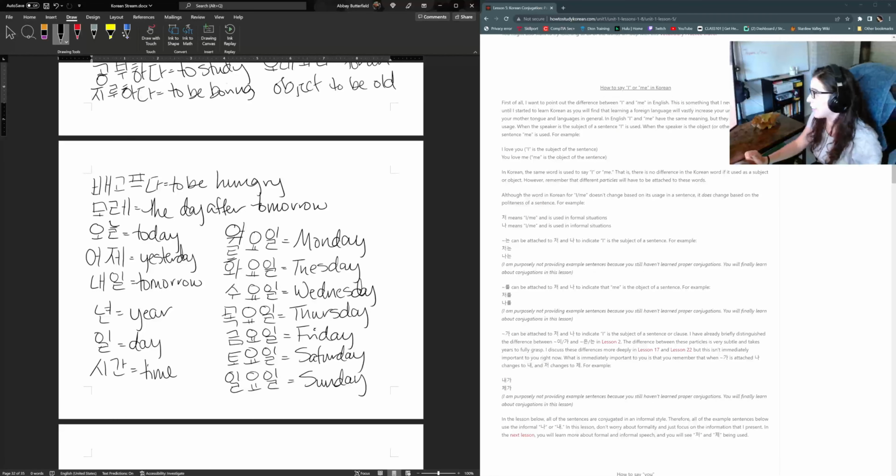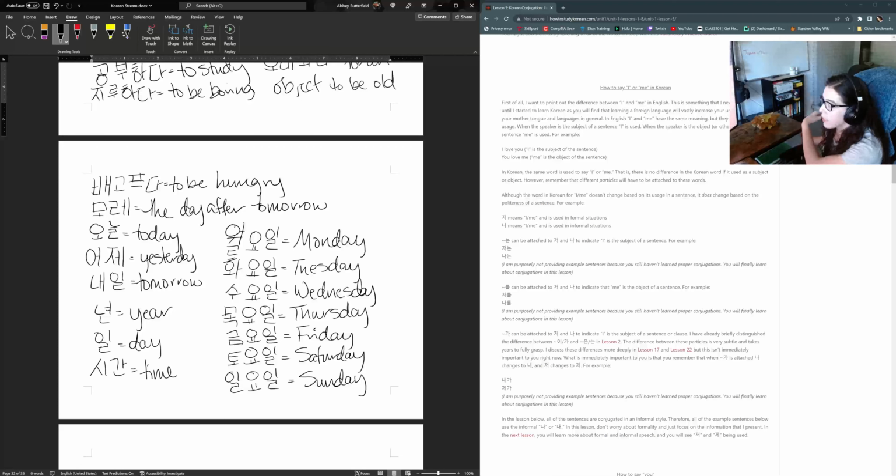So, how to say I or me in Korean? First of all, I want to point out the difference between I and me in English. This is something that I never realized until I started to learn Korean, as you will find that learning a foreign language will vastly increase your understanding of your mother tongue and languages in general. In English, I and me have the same meaning, but they differ in their usage. When the speaker is the subject of a sentence, I is used. When the speaker is the object of the sentence, me is used. So, I love you. You love me.